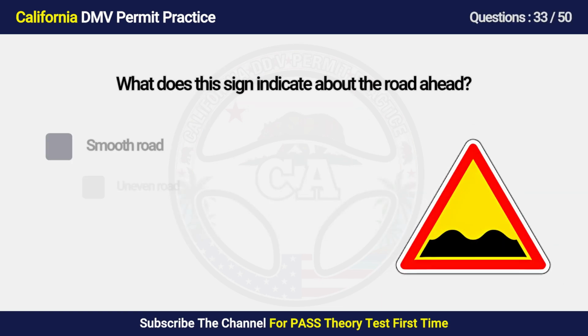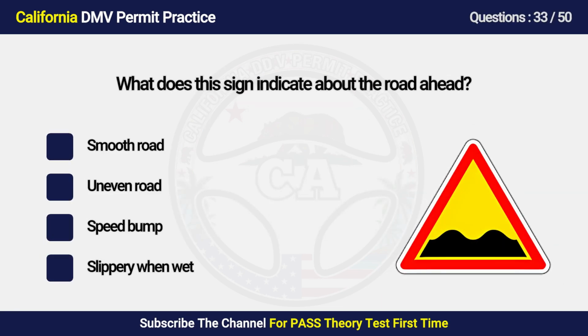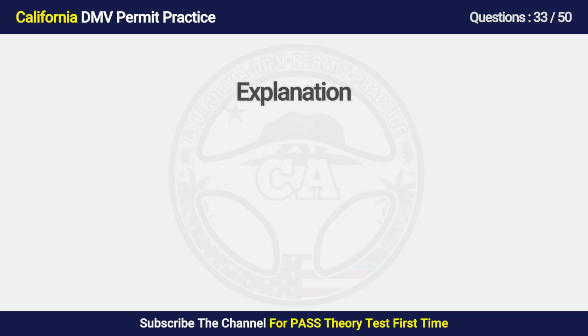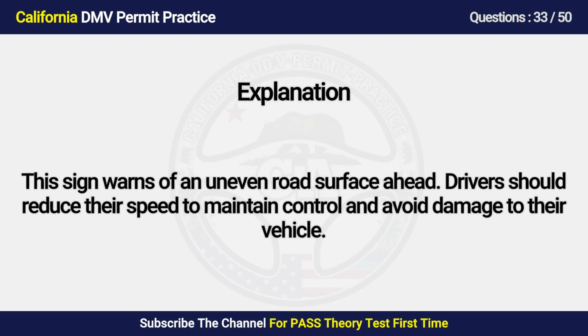Question 33. What does this sign indicate about the road ahead? A, smooth road, B, uneven road, C, speed bump, D, slippery when wet. Answer is B, uneven road. This sign warns of an uneven road surface ahead. Drivers should reduce their speed to maintain control and avoid damage to their vehicle.